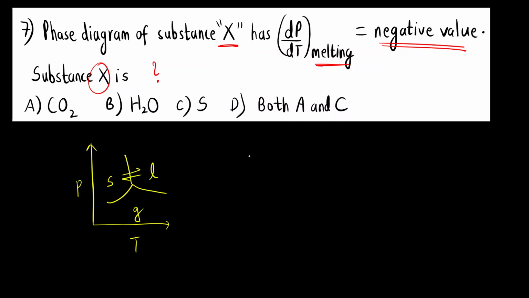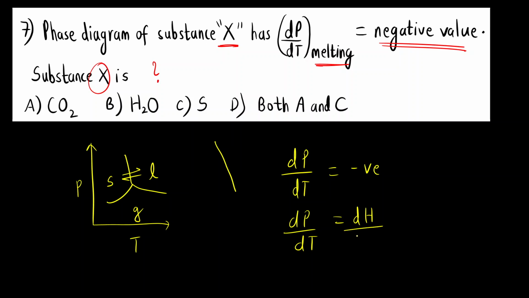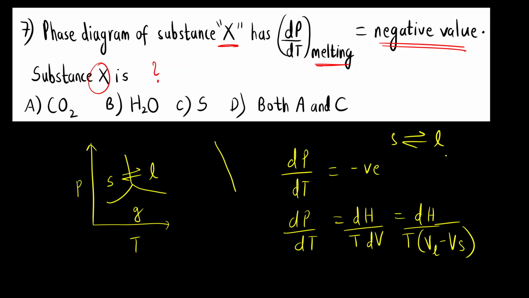So if you see this curve, this is what? This is a negative slope, which means dP by dT is negative. Why is this negative? If we see the Clausius-Clapeyron equation, dP by dT is equal to dH by T dV. What is dV? dV is the change in volume, liquid water minus solid, because we are studying melting. Solid is in equilibrium with liquid. So volume of liquid minus volume of solid.